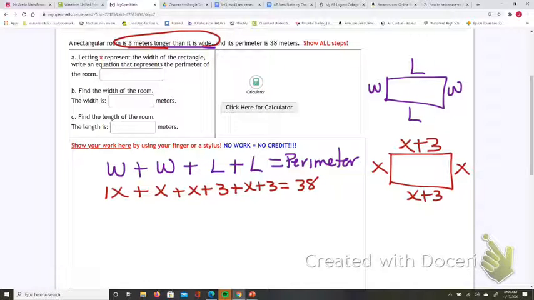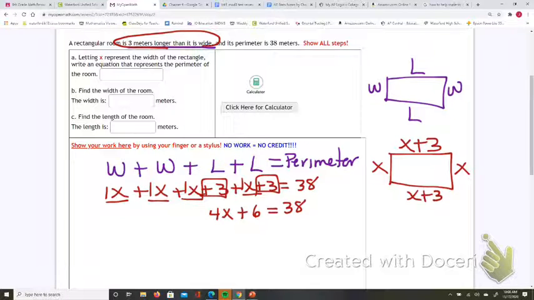So there's an invisible 1 in front of each of these x's. So I have 1x, 1x, 1x, and 1x. That's 4 x's. Then I have to combine my 3 plus 3, and that's 6, and it equals 38. Okay, at this point, now I'm just ready to solve.